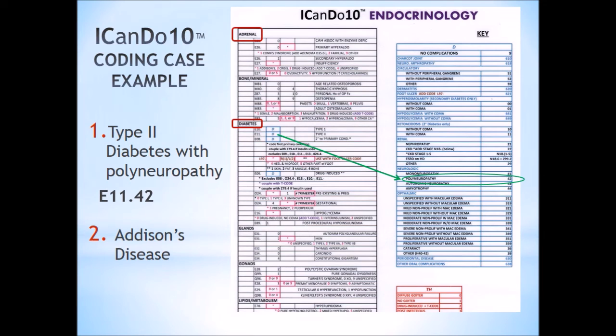Next, the case of Addison's disease, we would go to the area of adrenal. We'd find Addison's, and seeing the variable as a number 1, we'd use that to fill the box and build the code E27.1. It's that simple.